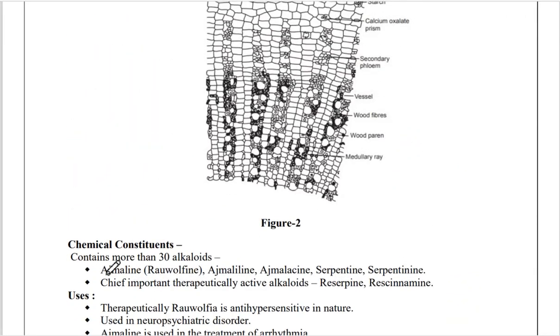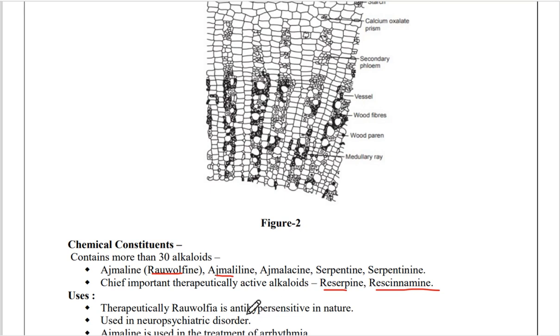Then the chemical constituents are ajmaline, that is rauwolfine, ajmalicine, serpentine, and serpentinine. The chief therapeutically active alkaloids are reserpine and rescinnamine. So the important chief constituents to be remembered in Rauwolfia serpentina are reserpine and rescinnamine, serpentine and serpentinine, and also you can remember ajmaline, that is rauwolfine.